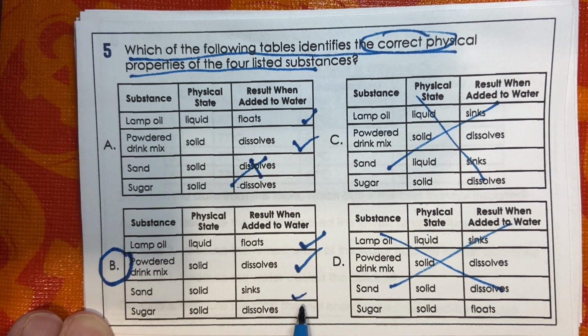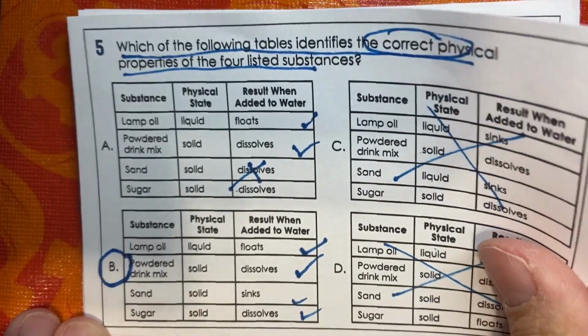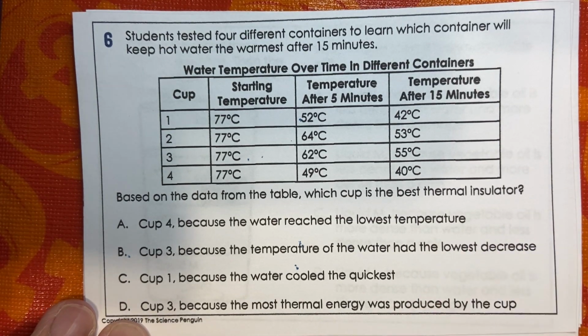Sugar is a solid that dissolves. B is the table that has the correct physical properties of the substances. It's just kind of like process of elimination, guys. All right, let's move on to 6. Another table. Star likes tables.